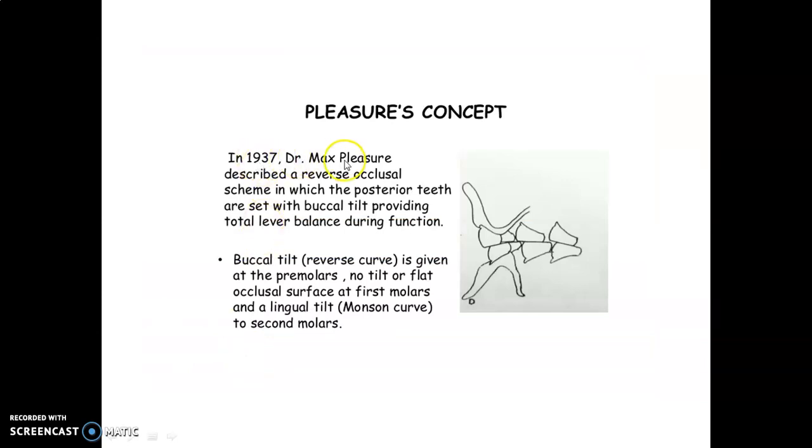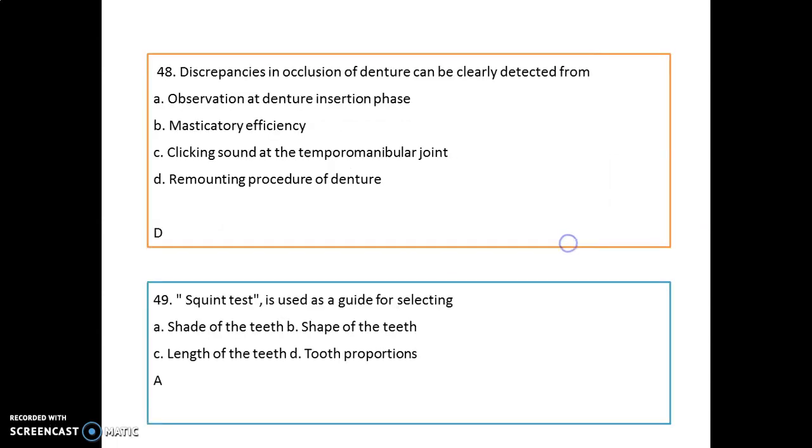In 1937, Dr. Max Pleasure described a reverse occlusion scheme in which posterior teeth are set with buccal teeth, providing total lever balance during function. Here you can see a reverse curve is given at the premolar. So this is the premolar. No tilt or flat occlusal surface at the first molar and a lingual tilt at the second molar, and that's our Monson curve also. Then, whenever you see a discrepancy in occlusion of a denture, how can you detect it? You can detect it by the remounting procedure of the denture.